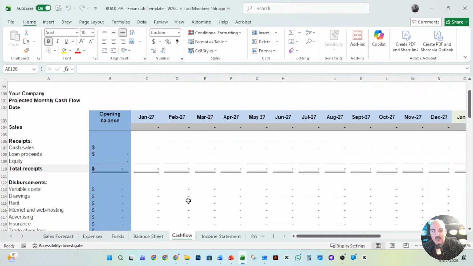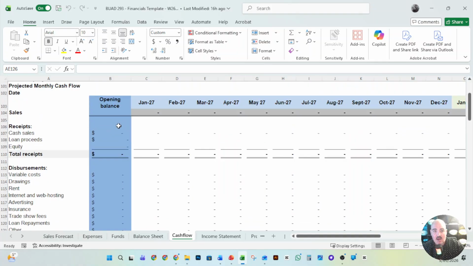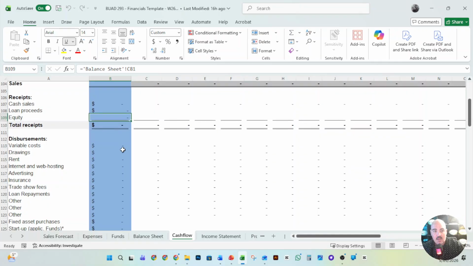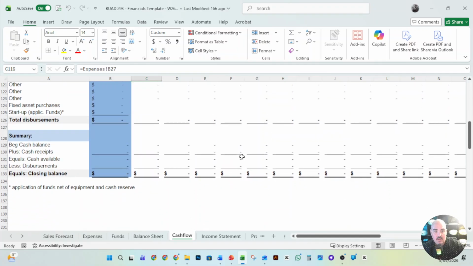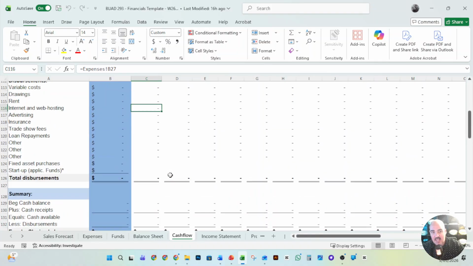Same thing with our cash flow, guys. So we're going to start off with what we've got just before January 2027 here. We probably won't have any sales at that point. We may have some loans. We'll probably have some equity. But then, guys, we want to look at our variable costs again. So again, guys, these can be pulled in from the expenses sheet and then projected over time. Then we've just got a summary here of our beginning cash and ending cash.